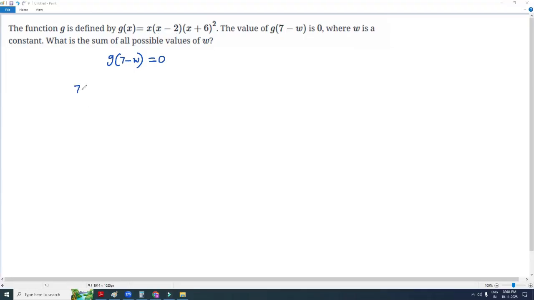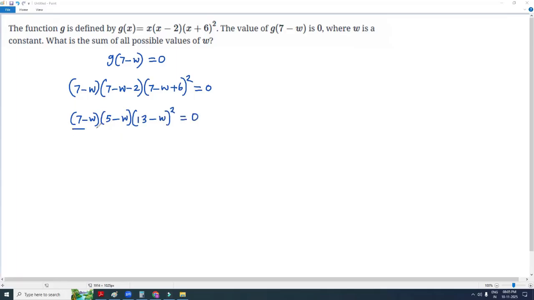Then we get (7 - w)(7 - w - 2)(7 - w + 6)^2 = 0. I plugged in this one for each x in this expression. Okay, 7 - w. Let's do some simplification. When I combine positive 7 and negative 2, I get 5, that is, 5 - w. And when I combine positive 7 and positive 6, I get positive 13, that is, (13 - w)^2 = 0.